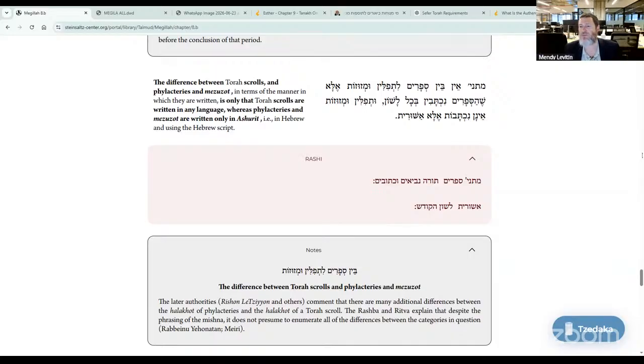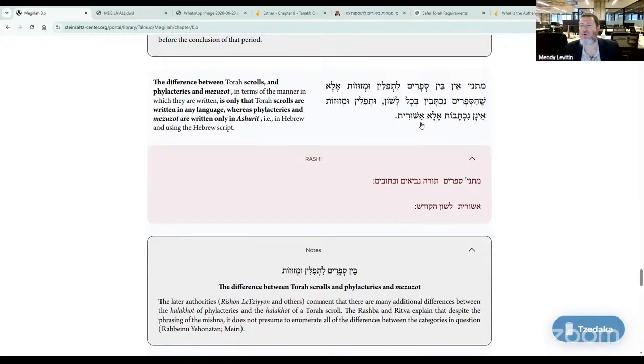Ein bein Sefarim, Tefillin, Mezuzahs, there's no difference between the Sefer Torah and the Tefillin and Mezuzahs, ella sha'asfarim nichtavim b'chol lashon. The Sefer Torah you could write in any language. We'll see what this means and according to whose opinion. Tefillin and Mezuzahs einin nichtavais ela ashuris. And the Tefillin and Mezuzahs one could only write in what's called ashuris.